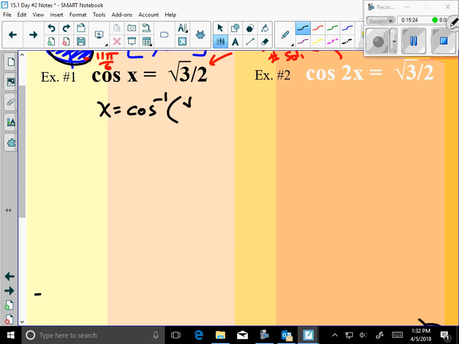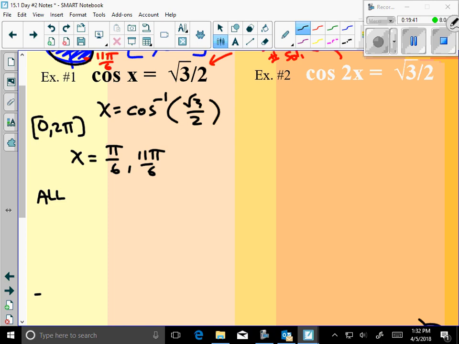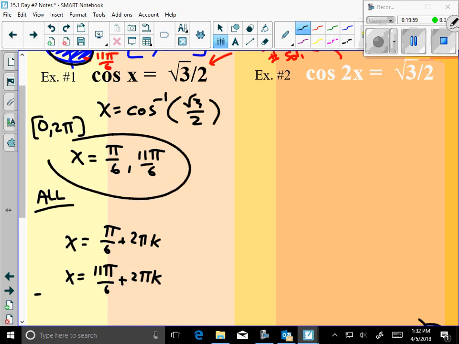Draw a triangle. We determined that between 0 and 2 pi, this would be true in 2 locations: pi over 6 and 11 pi over 6. Agreed? If I wanted all possible solutions, then we would say x equals pi over 6 plus 2 pi k as many times as I want, and x would equal 11 pi over 6 plus 2 pi k as many times as I want. Good? Solutions here for 0 to 2 pi. Solutions here for all possible solutions. Done. Okay, so I'm going to generalize it over here.